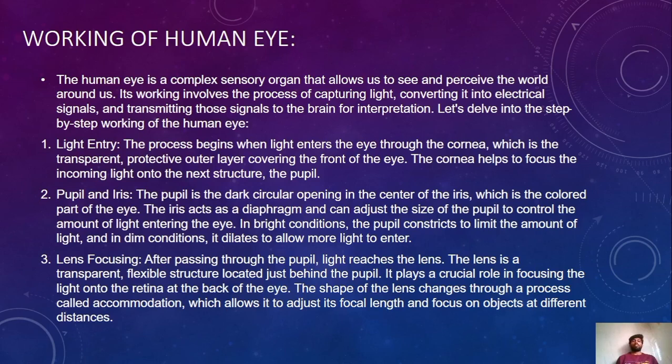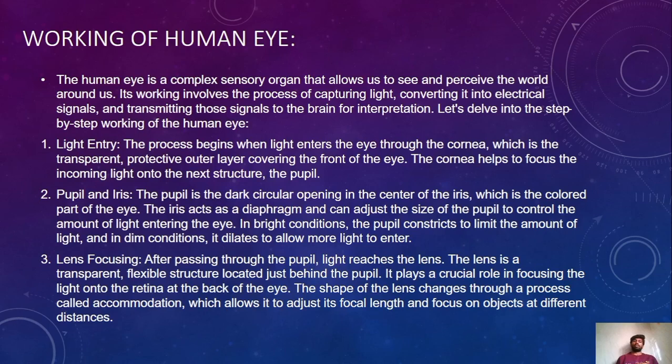The process begins when the light enters the eye through the cornea, which is the transparent protective outer layer covering the front of the eye. The cornea helps to focus the incoming light onto the next structure, the pupil.